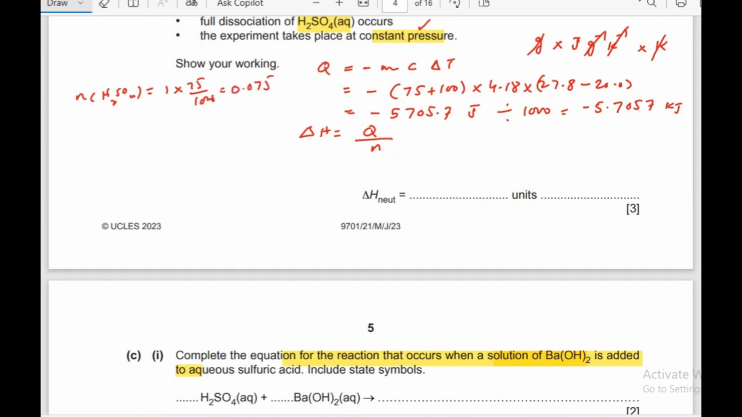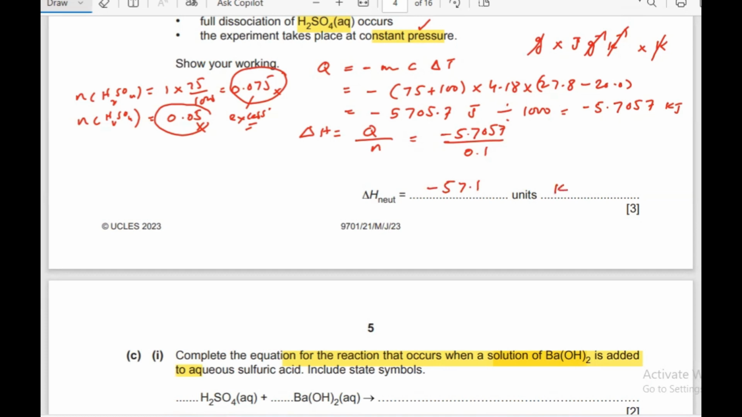So the moles of sulfuric acid required for the complete neutralization were 0.05. If we compare these two values, sulfuric acid is in excess. So you can't use either of these moles. You have to use the moles of sodium hydroxide. So minus 5.7057 divided by the moles, which were 0.1. You will get minus 57.1, and the unit is kJ per mole.